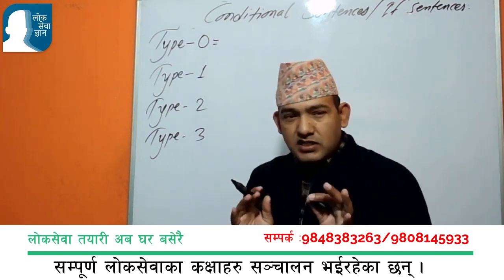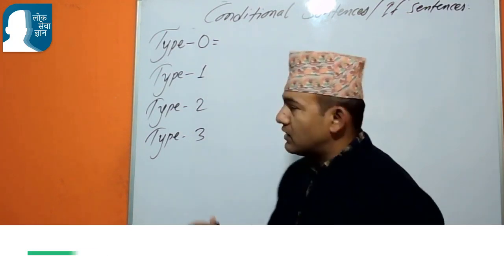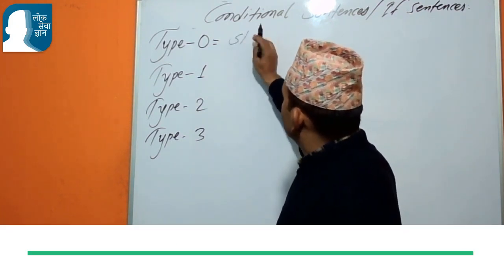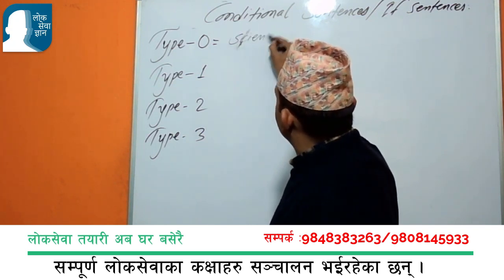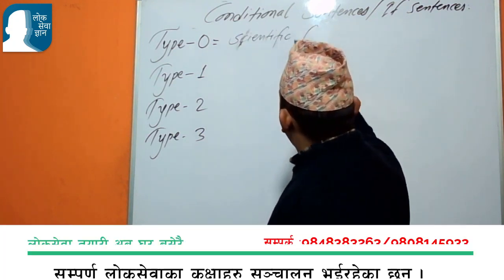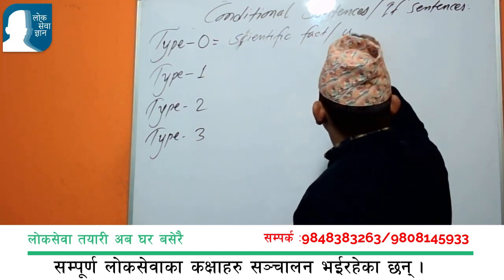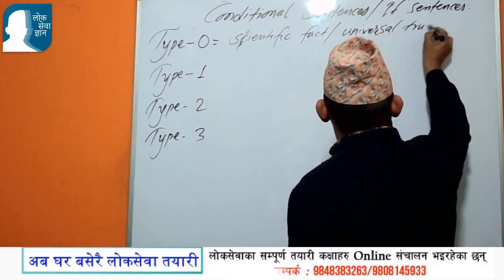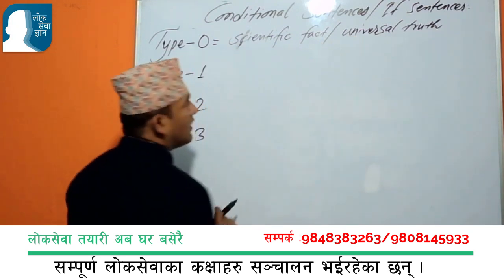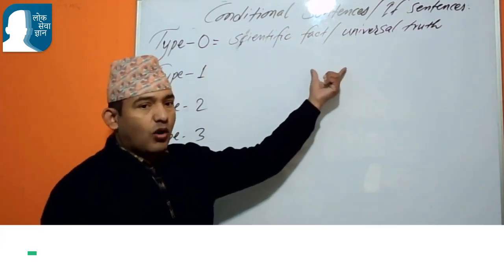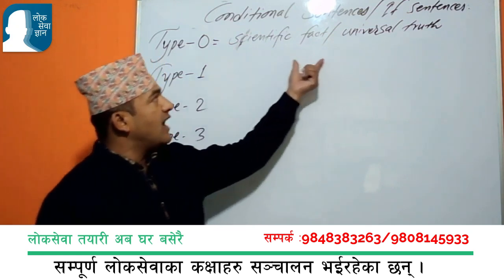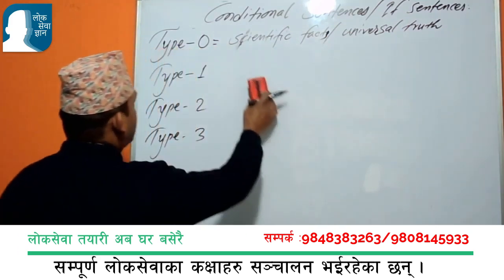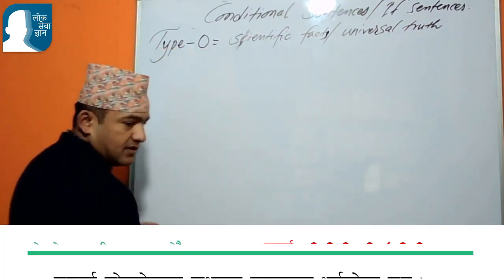Type 0 conditional sentences are those kind of conditional sentences which express the meaning of scientific facts and universal truths. Zero type conditional sentence always expresses the meaning like scientific facts or universal truths. For example, let's see the type 0 conditional sentence.